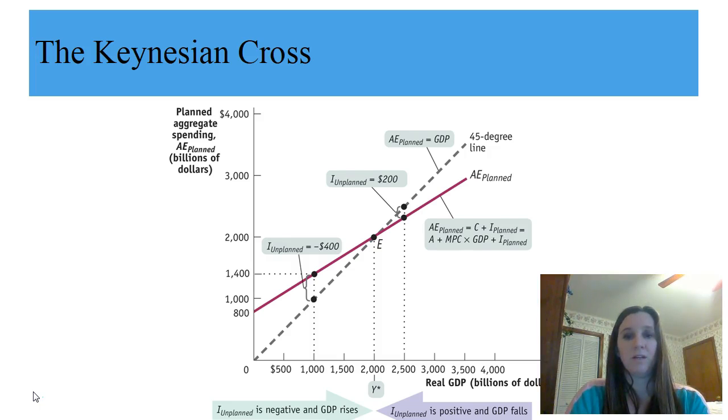Okay, and that's where the arrows at the bottom of the slide are showing you: I planned is negative, GDP rises, and I planned is positive and GDP falls. So this graph is very important. I hope that you take some time to understand what the 45-degree line means, where and when unplanned investment is positive or negative. Please don't just memorize it, that left hand, right hand side. Take some time and really get to understanding why at that point unplanned investment is negative and what happens then and how we move back towards equilibrium.